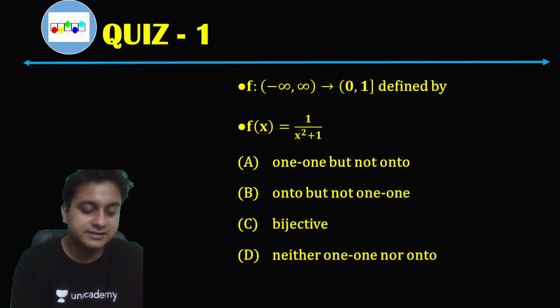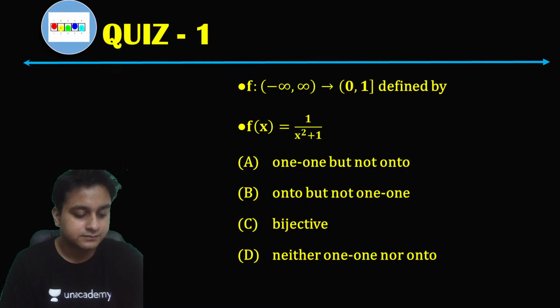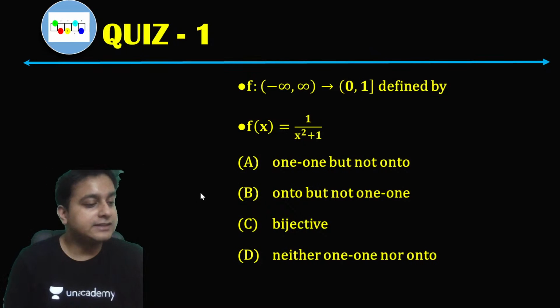Let's see how many of you can get this one. Easy question, guys. I've already discussed with you the methods of how to get the one-one and onto functions. Come on. So guys, this is an easy problem. I think everyone would have got it. So let's see.